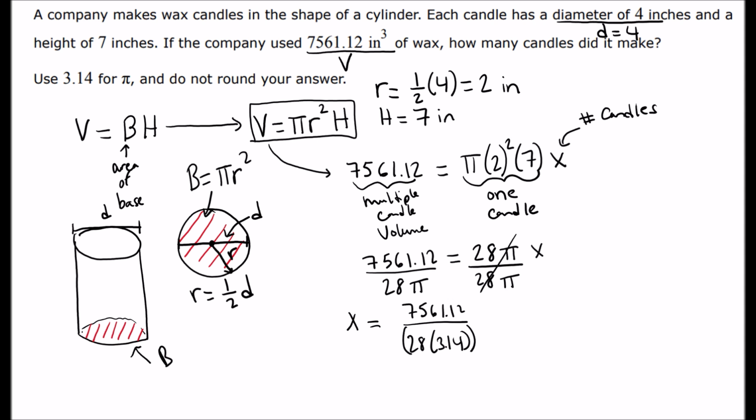And it's important that you put this bottom part in parentheses when you calculate it. So here I'm going to show you how, if you were to type it in, so we get the 7,561.12 divided by, in parentheses, 28 times 3.14. And so we get exactly 86 candles.